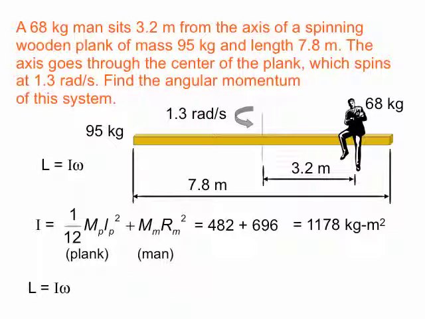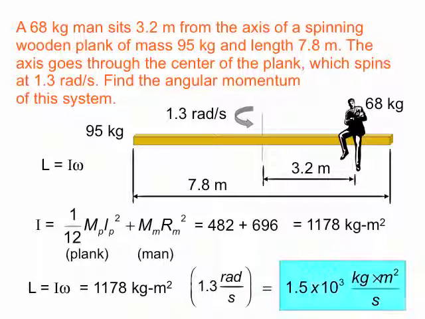Then we feed that in. We've already got the angular velocity, which is 1.3 radians per second. Feed in our two pieces. And we get 1.5 times 10 to the third kilogram meters squared per second.